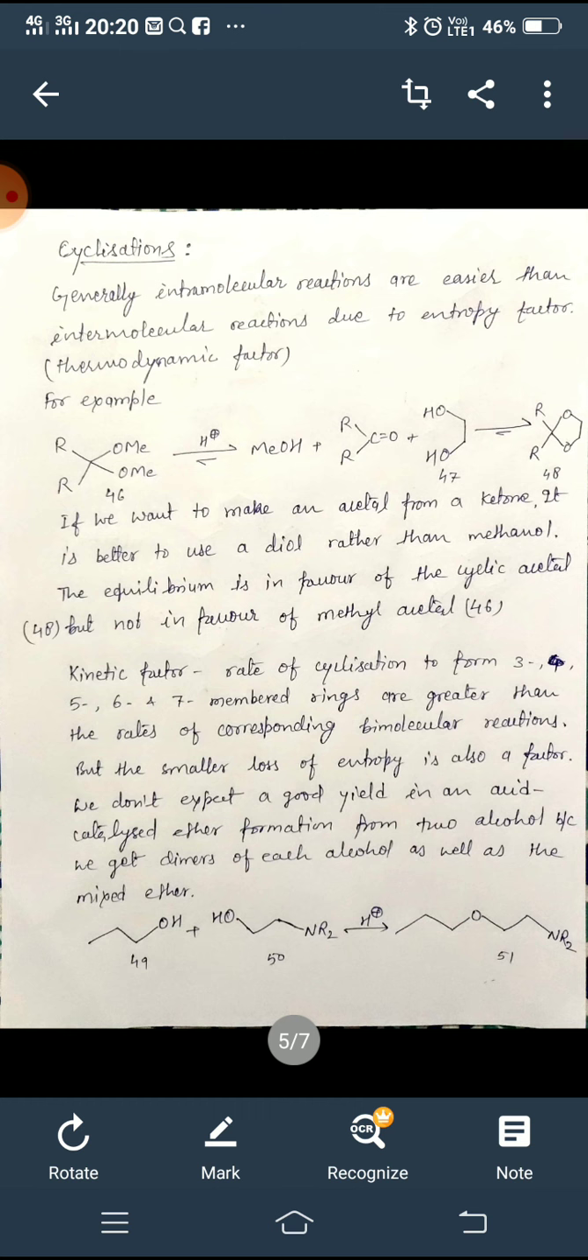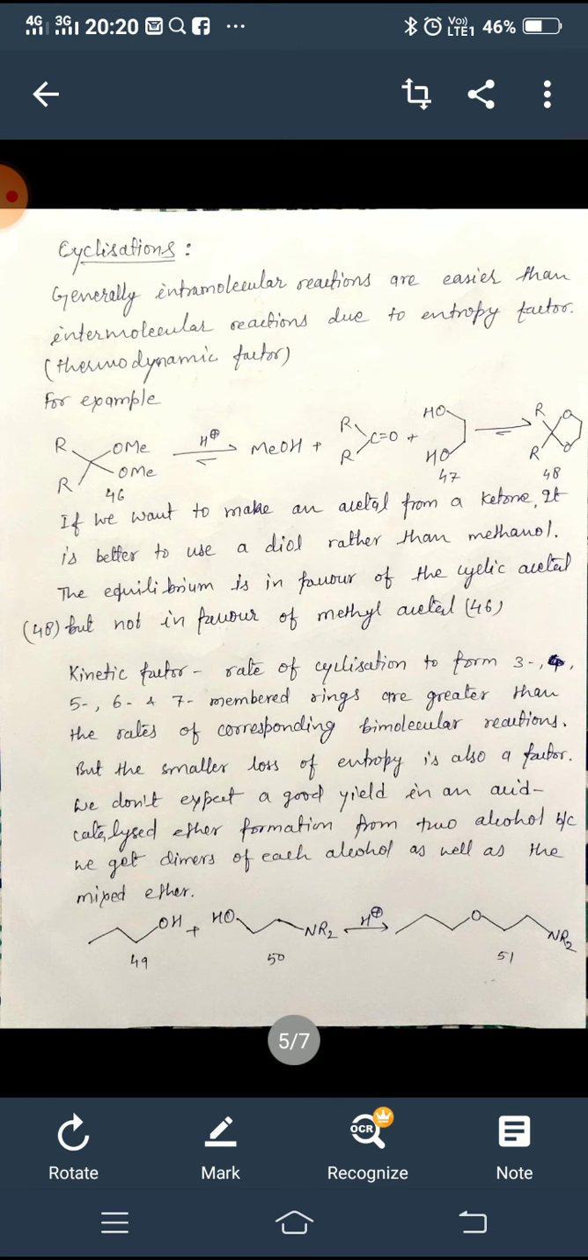Now we shall discuss the cyclization. Cyclization is an important reaction. Intramolecular reactions are generally easier and faster compared to intermolecular reactions. So generally intramolecular reactions are easier than intermolecular reactions due to the entropy factor. This entropy factor is a thermodynamic factor.